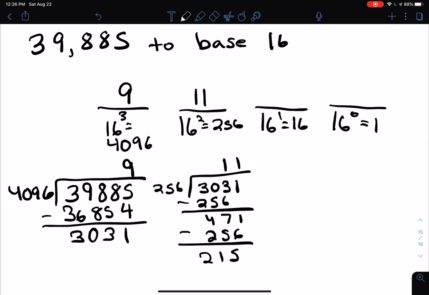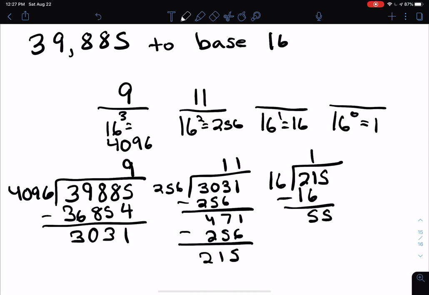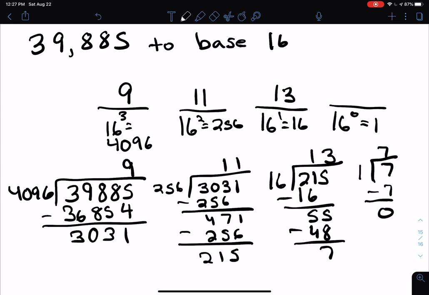And for now, I'm going to put that 11 there. I know it's wrong, but I'm going to put it there just to talk about it further in a minute. Then I'm going to take the 215 divided by 16. That's a 13. I know that's not what we're going to put in our final answer, but I'll just put it there for a minute. So I'm going to talk about that further. And then a 7. So each time you're taking your remainder, dividing by the next place value as you make your way from left to right.